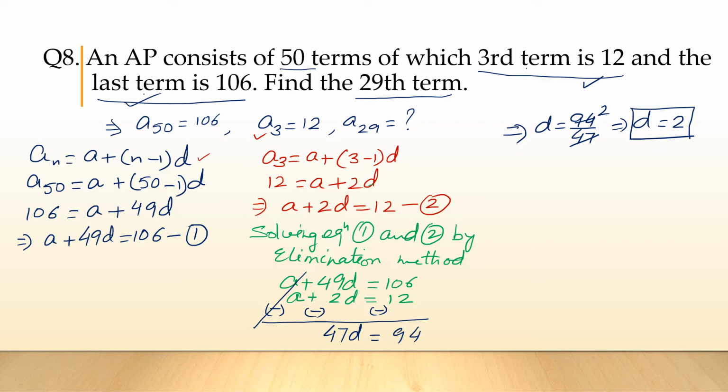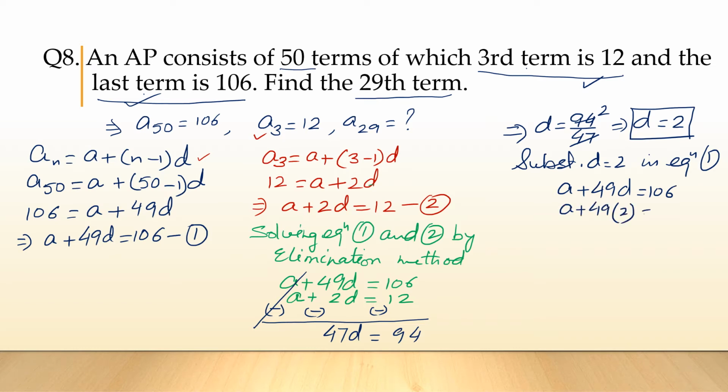So let's find the value of a. Now we will substitute d equal to 2 in any of the equations. I am substituting in equation 1. The first equation is a plus 49d is equal to 106. a as it is, 49 times d, which is 2, equal to 106. So a plus 98 equal to 106. So the value of a is 106 minus 98. So we have the value of a as 8. Now the values of d and a both are known to us.